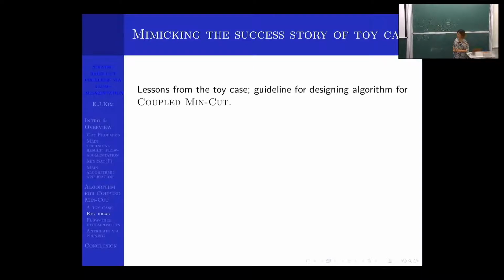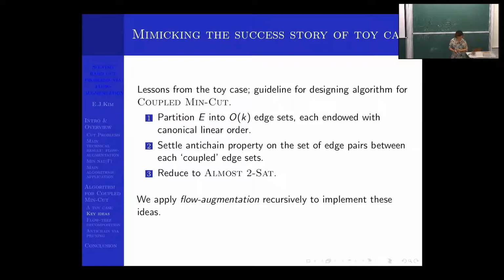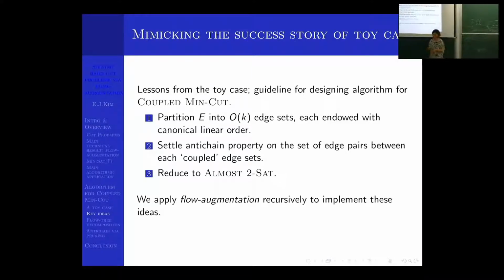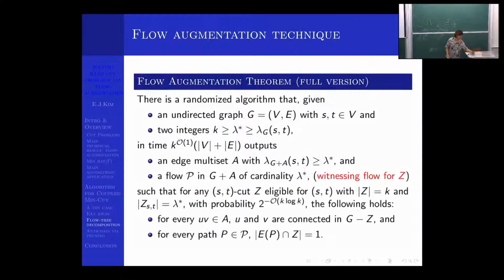And for a general case, you cannot expect such a nice condition. But what we did for the toy case is actually a guideline for designing a general algorithm. So in the general algorithm, we partition the edges into O of K edge sets, and each edge set is endowed with some linear order. This linear order allows us to prune some edges which are dominated, and you have anti-chain property on these 2 edge sets. And then you reduce to almost 2-SAT. So I will skip how we do it precisely.